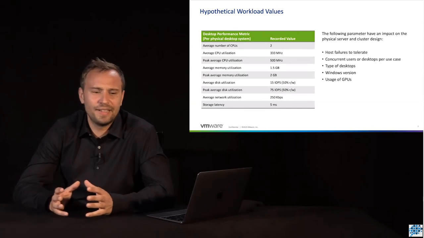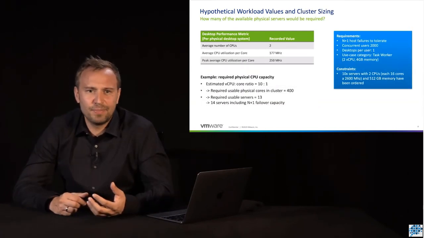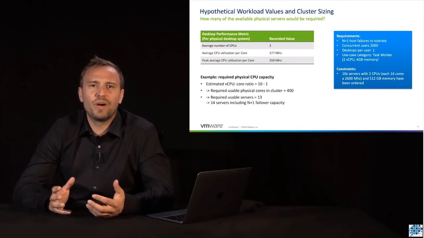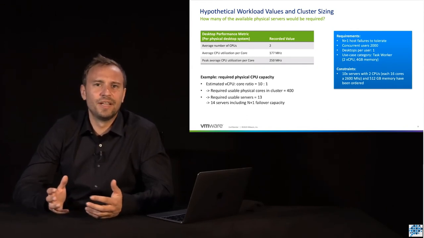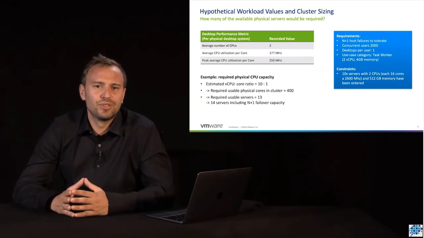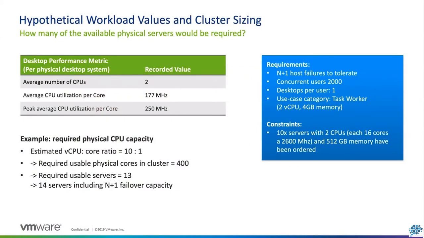So how can this look? Let's take the example that we have certain requirements defined and already written down, figured out in the conceptual phase of our design. We want to tolerate the failure of one ESXi host. We have around 2,000 concurrent users, and every user only has one desktop. The cluster we are sizing is used for the task worker use case, which requires 2 virtual CPUs and 4 GB of memory. Since we already made an assessment of this use case, we know that the peak CPU utilization for this user per vCPU was 250 MHz.